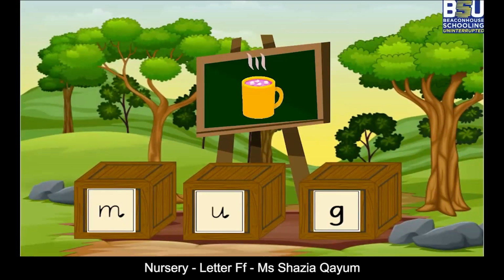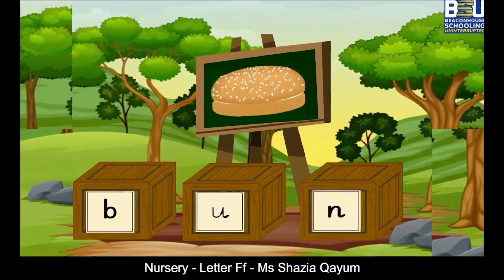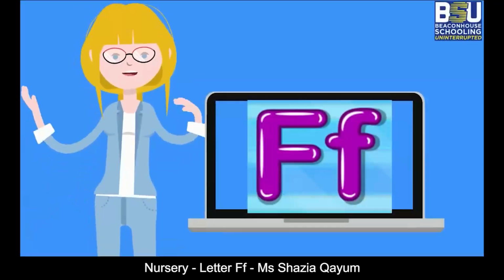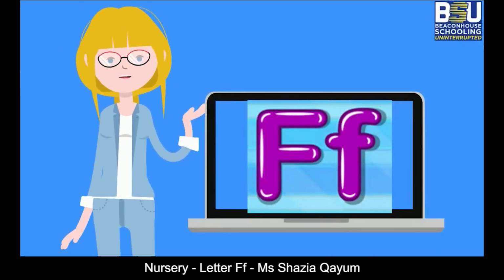Yes, what can you see on the board? It's a mug. M, A, G, mug. What do we have next? Yes, it's a bun. B, A, N, bun. Bravo! Now comes the letter of the day.